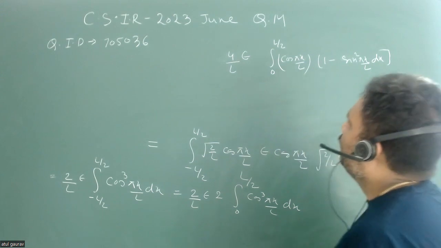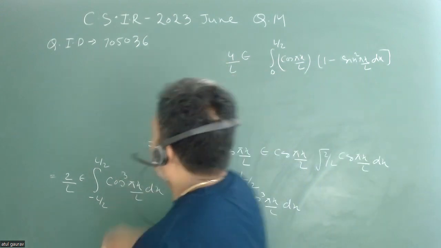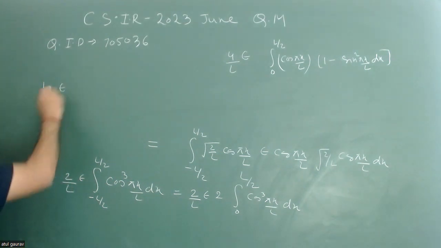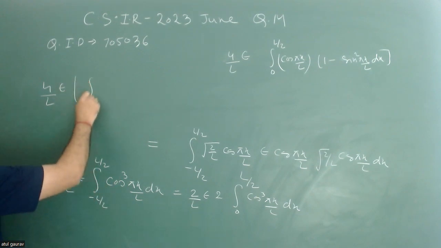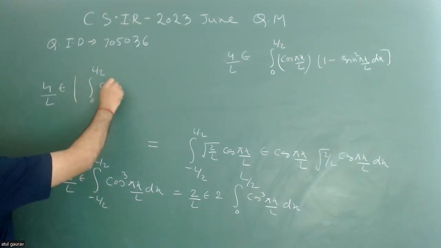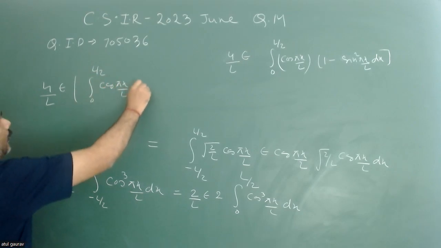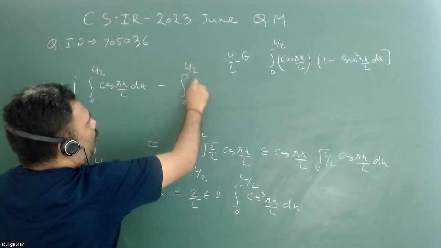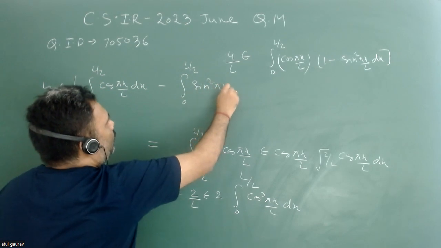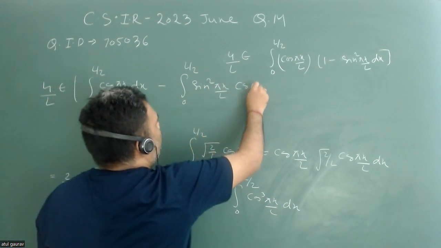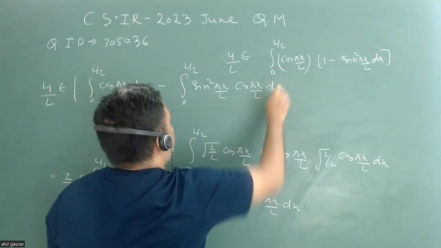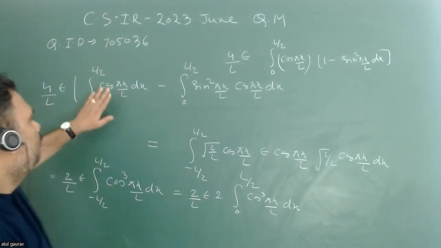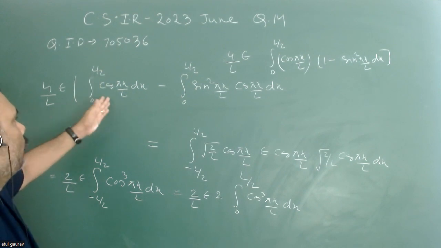So this integration can be divided into two parts. That is 4 upon L epsilon times the first integration, from 0 to L by 2 of cos(pi x by L) dx, and the second integral, which is very interesting, from 0 to L by 2 of sine square(pi x by L) cos(pi x by L) dx. Now this integration is very simple for us because it is straightforward.